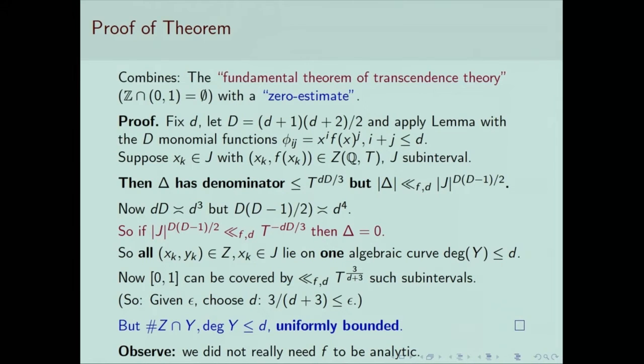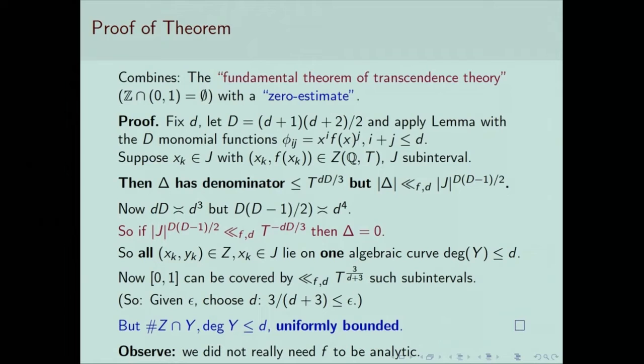So you fix some degree, small d, and capital D is simply the number of monomials in two variables of degree at most small d. And we're going to apply the lemma with the capital D monomial functions x^i f(x)^j. And all these functions, of course, are rational on the points that we want to consider. Now we suppose, so our whole function is on [0,1], but we consider some points x_k, which all lie in some smaller subinterval J. And we form this determinant.